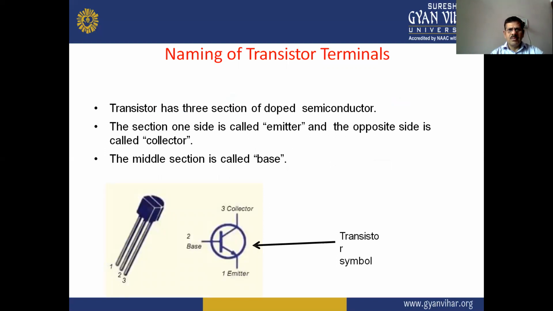Now, naming of transistor terminals. A transistor has three sections of doped semiconductors. The section on one side is called the emitter and the opposite side is called the collector, while the middle section is called the base. So there are a total of three terminals. Here is the symbol represented by three terminals: base, emitter and collector. This is the symbol of the transistor, and the actual picture of the transistor is also shown here. There are three legs, 1, 2, 3. These are the base, emitter and collector.